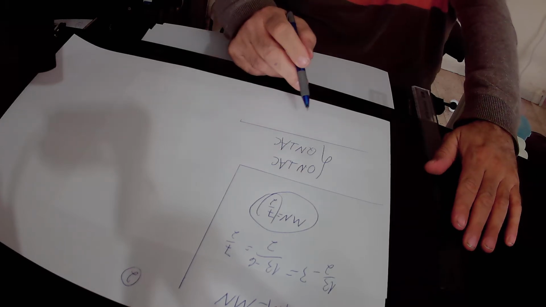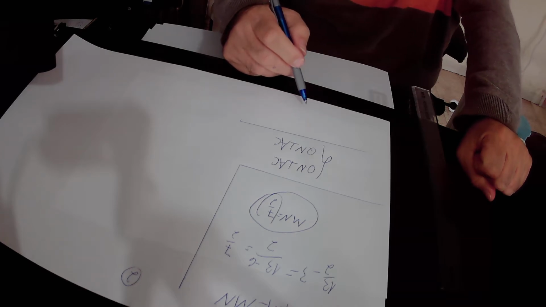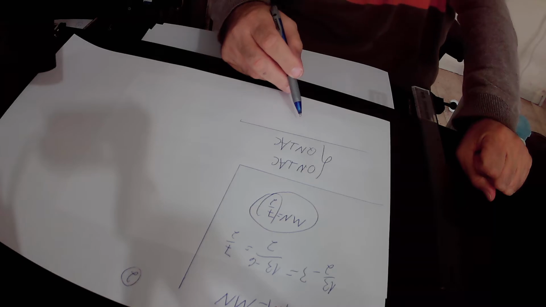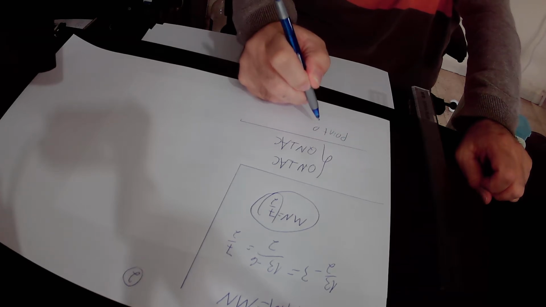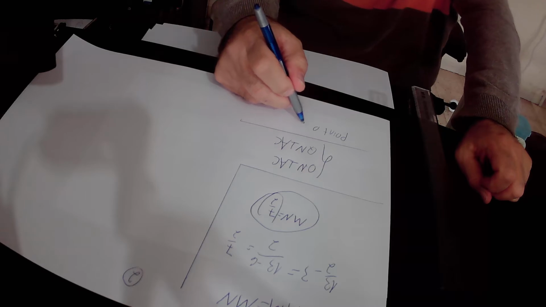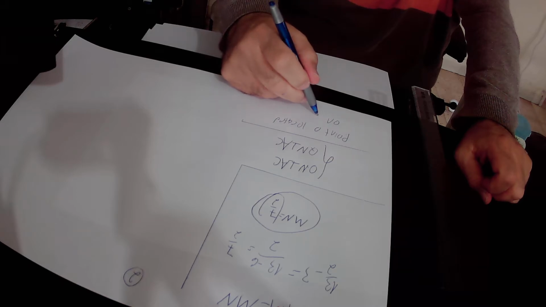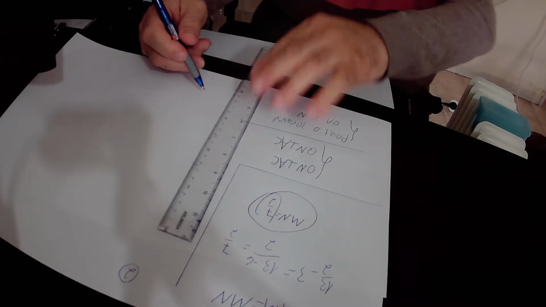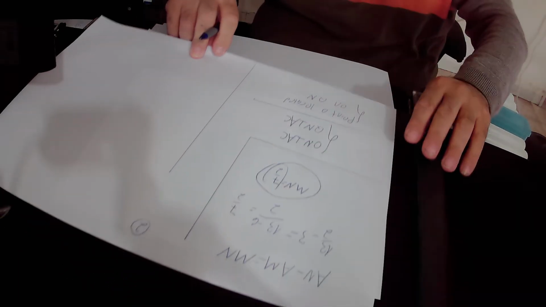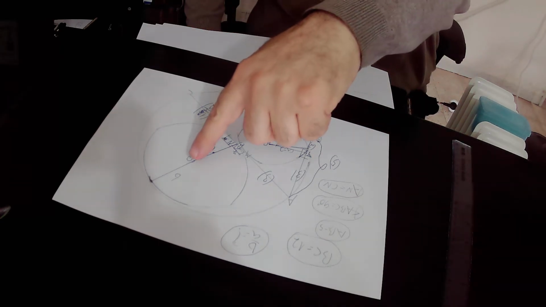And from those two equations, ON is perpendicular to AC and QN is perpendicular to AC, we derive that point O must be located on the radius QN. Point O, that is the center of the bigger circle, must be located on the radius QN. Here, this is point O, the center of the bigger circle. It is located on the radius QN.